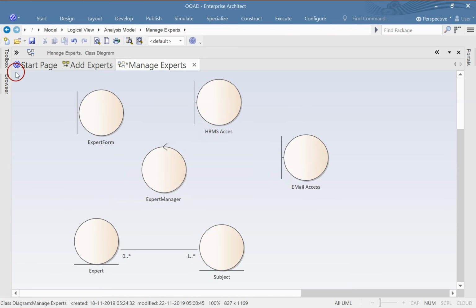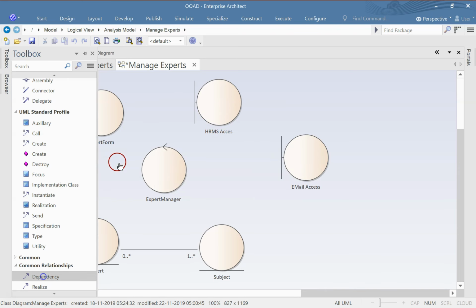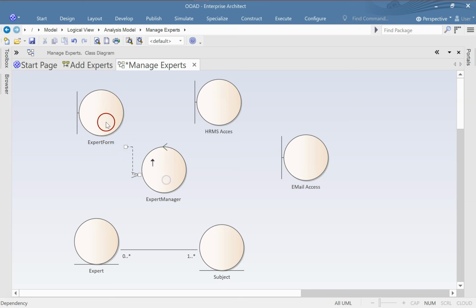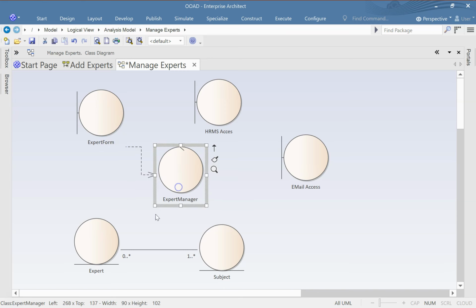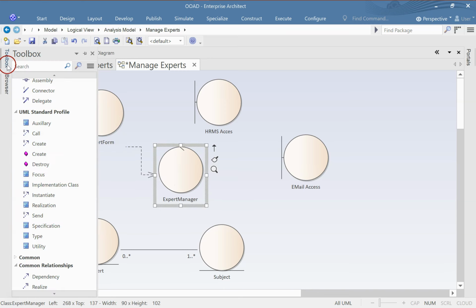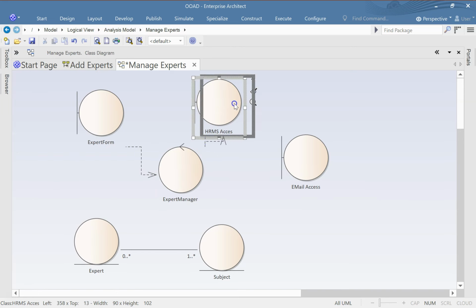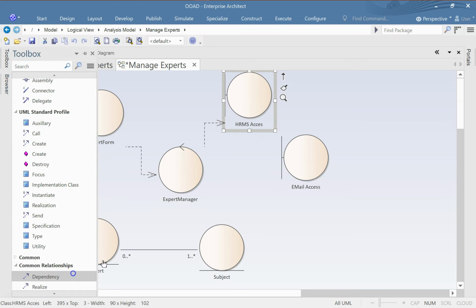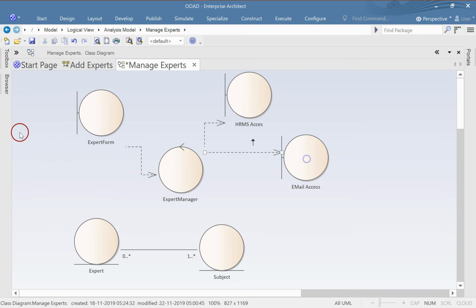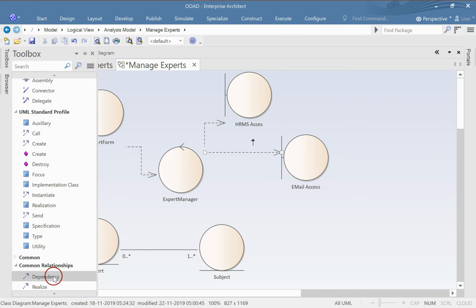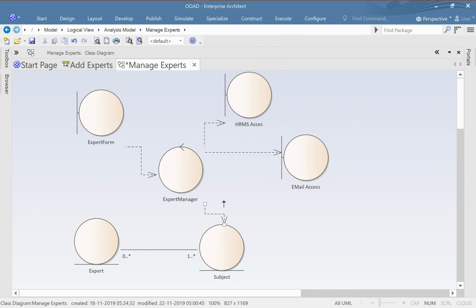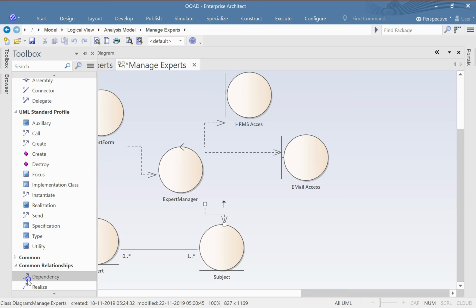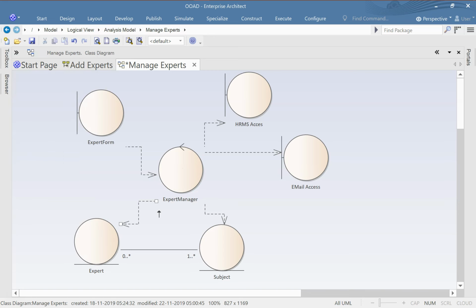Expert form. We know expert form talks to the expert manager, so there is some level of dependency. Expert manager talks to HRMS access. Expert manager talks to email access. Expert manager talks to subject. And expert manager talks to expert.